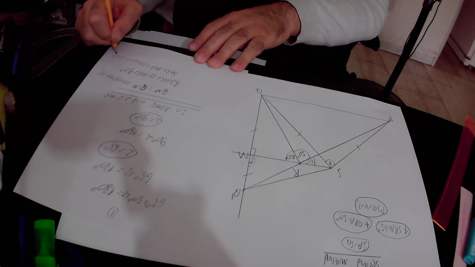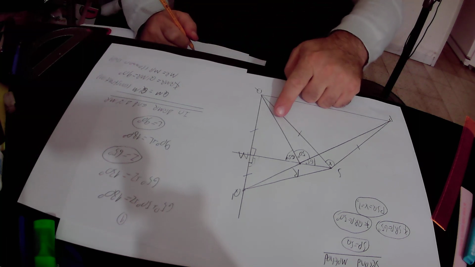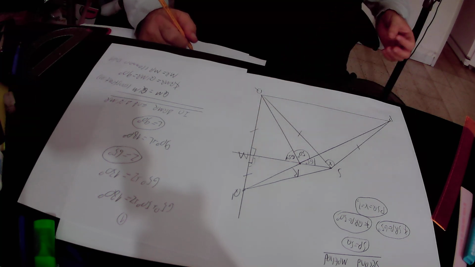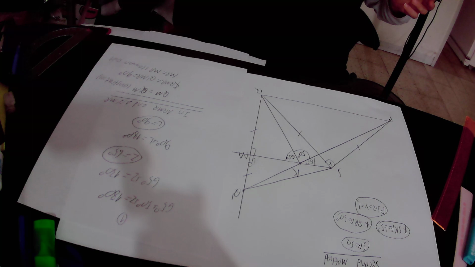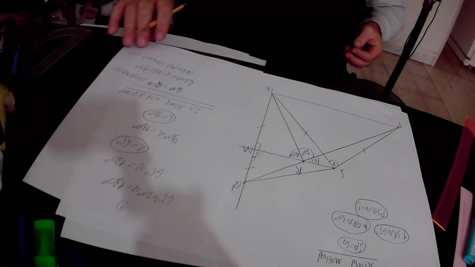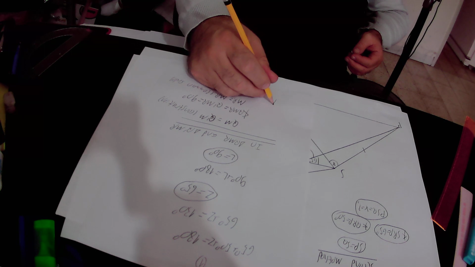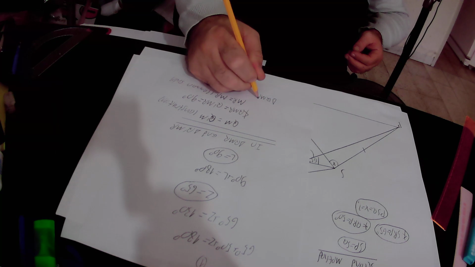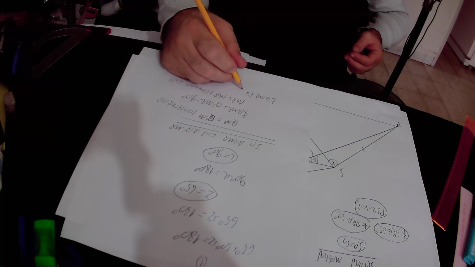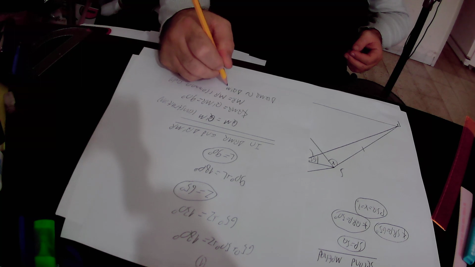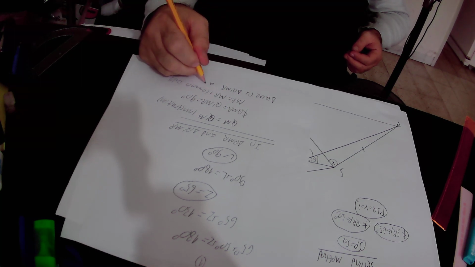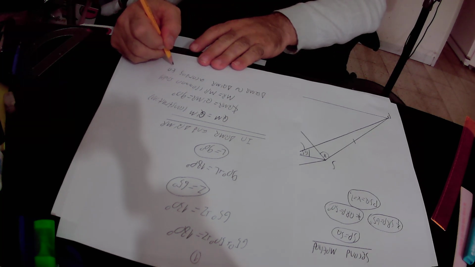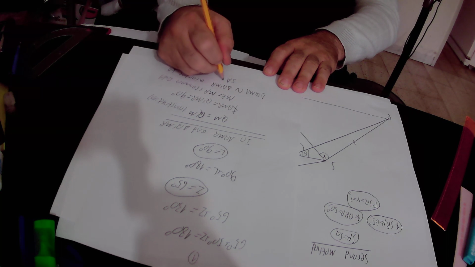So we actually proved that the right triangle QMR is congruent to the right triangle Q dash MR according to the side angle side rule. So I'll write it down. Triangle QMR congruent to triangle Q dash MR according to side angle side rule.